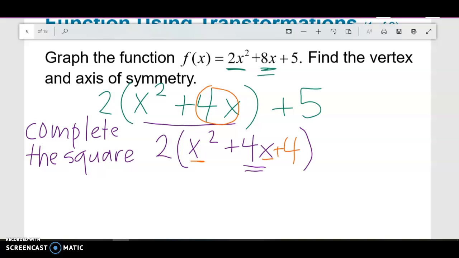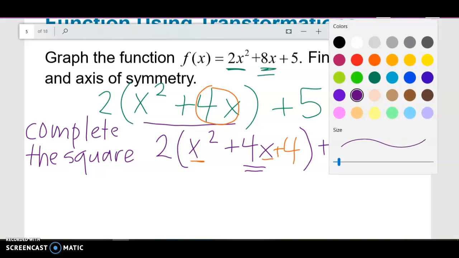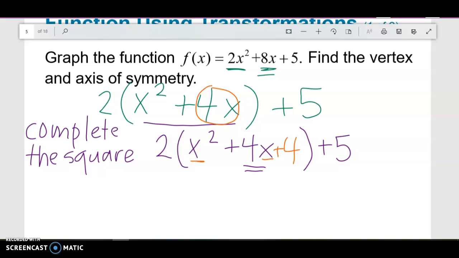Okay? Now, I can't just add 4 to this expression right here and say, okay, I'm just going to add 4. It's not the same thing if I just add 4 and don't do anything. So what I did is I added 4 inside the parentheses. The 4 inside the parentheses is multiplied by 8. So what I've essentially done is I've just added 8 to this expression.